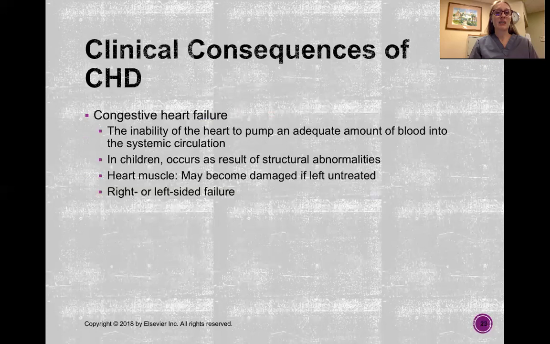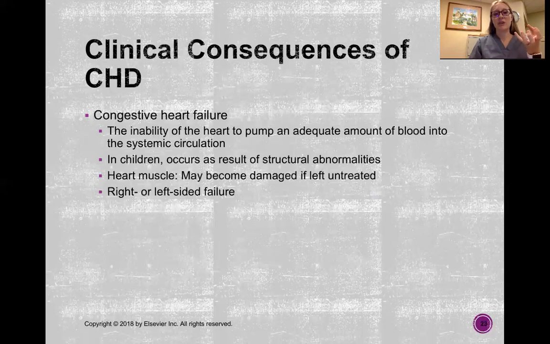So what are we looking at clinically for our congenital heart defects? Essentially, it ends up looking like congestive heart failure. So the heart is not adequately able to pump the blood to where it needs to go, and specifically into the systemic circulation. So in children, it occurs because of structural abnormalities. In adults, we have other causes. And so we want to make sure these are identified and treated early so that there's not significant damage to the heart muscle itself.